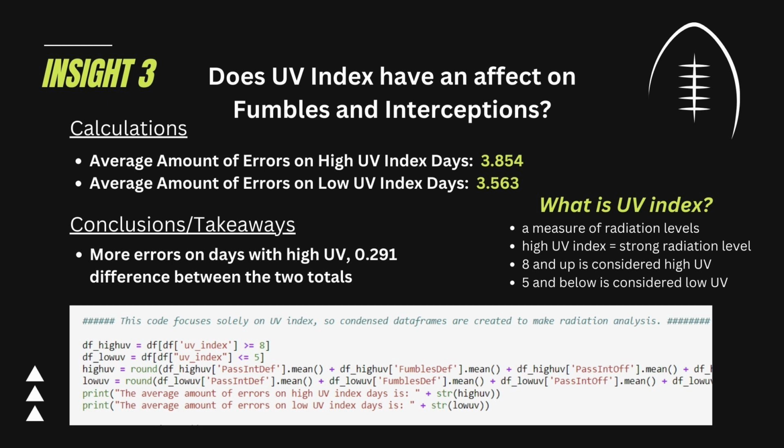I discovered that higher UV days had more fumbles and interceptions, totaling to an average of 3.854. Lower UV days had a mean of 3.563. This is a 0.29 difference between the two totals, and you can conclude that high UV index contributes to more errors and interceptions. The code below creates 2 separate data frames, one with the rows containing high UV and the other with rows containing low UV. We added the errors for the rows in each data frame and computed the averages for both.